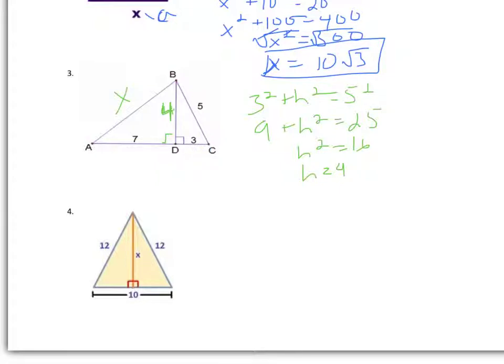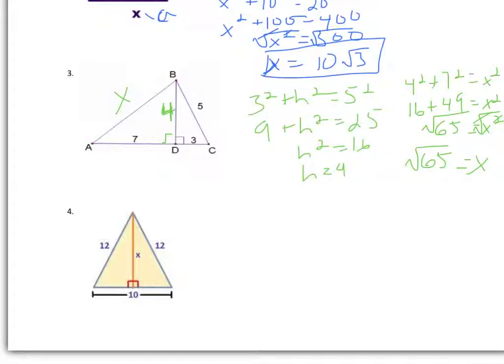Okay, so now we can do the Pythagorean theorem a second time to find our X. Okay, where 4 is our A, 7 is our B, X is our C. So we have 4 squared plus 7 squared equals X squared. So 16 plus 49 equals X squared. And X squared equals 65. Okay, take square root of both sides to get our x by itself. So x equals the square root of 65. And you can't do anything with that, so that's the final answer.